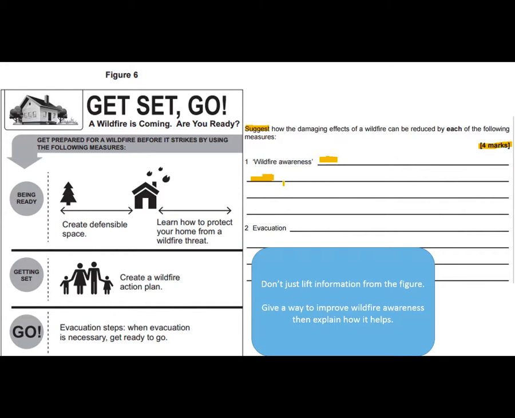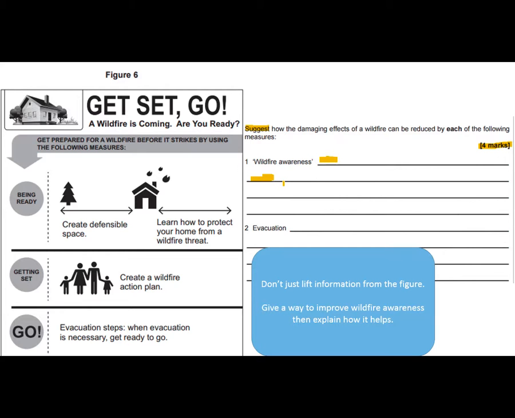So you need to say something you know about and then explain how that's going to reduce the effect of wildfires. You can name something specific if you can. You can name a specific place. You don't need to go into a huge amount of detail. It needs a point with a development statement making it clear how. That's what they're looking for.